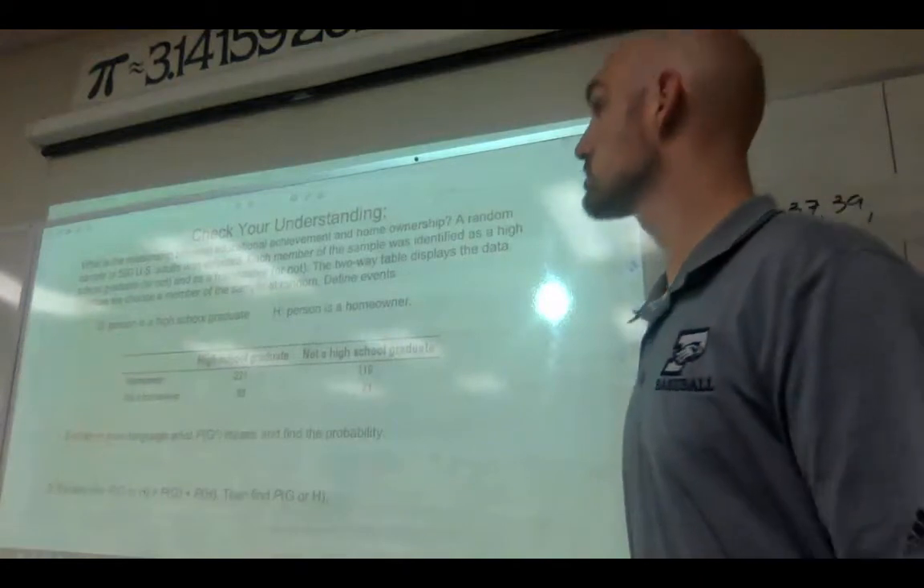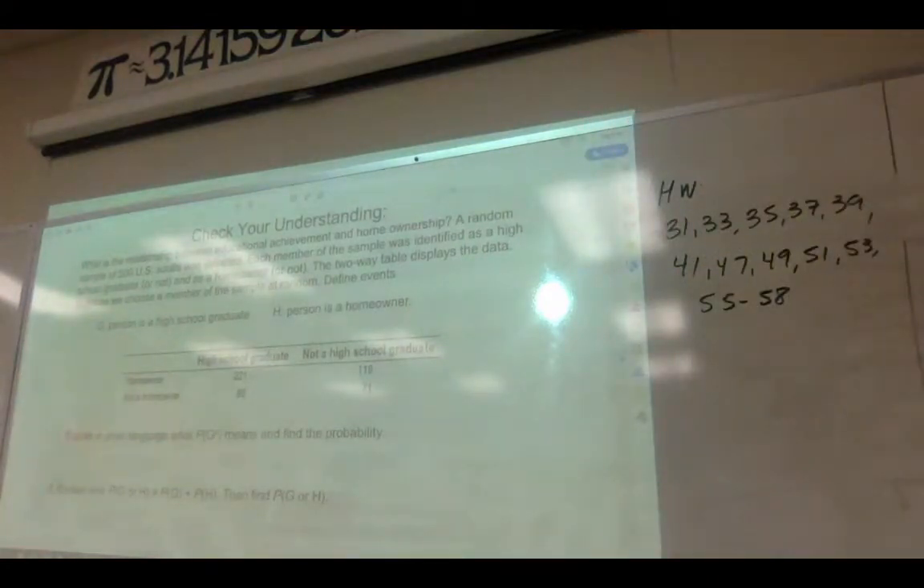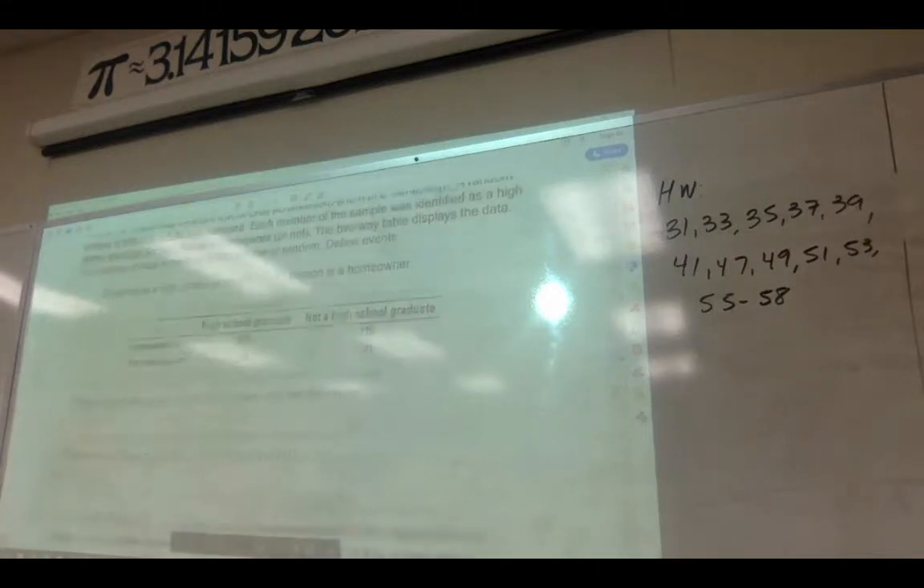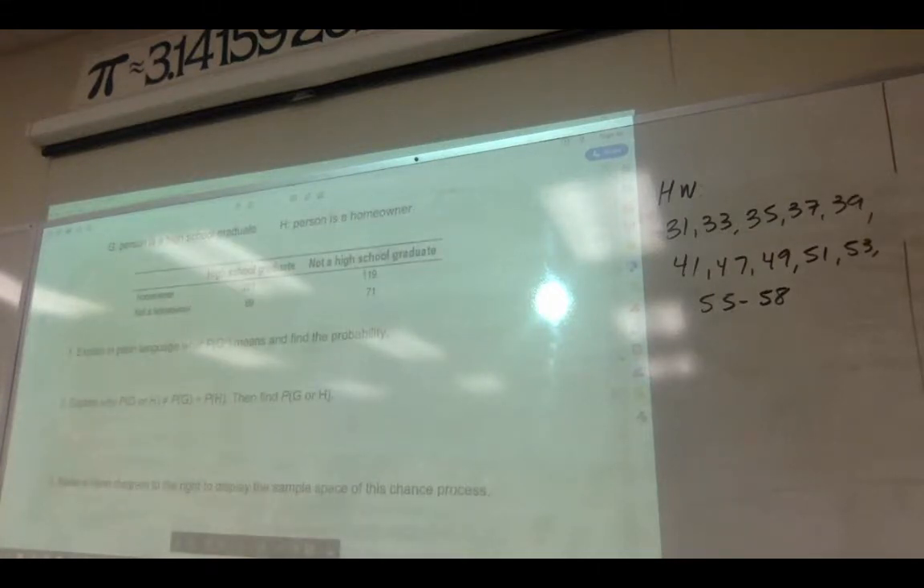The prompt is, what's the relationship between educational achievement and home ownership? A random sample of 500 U.S. adults was selected. Each member of the sample was identified as a high school graduate or not, and a homeowner or not. The two-way table displays the data. Suppose we chose a member of the sample at random. Define these events. G is the person is a high school graduate. H is a homeowner.